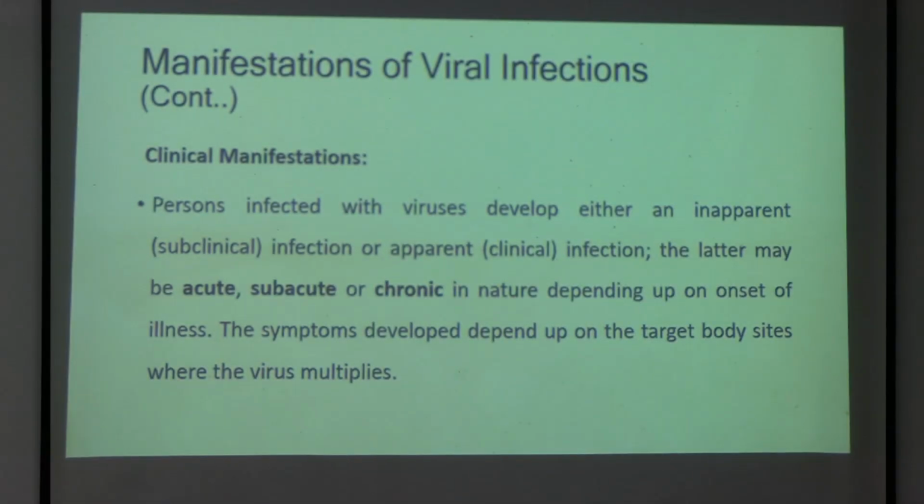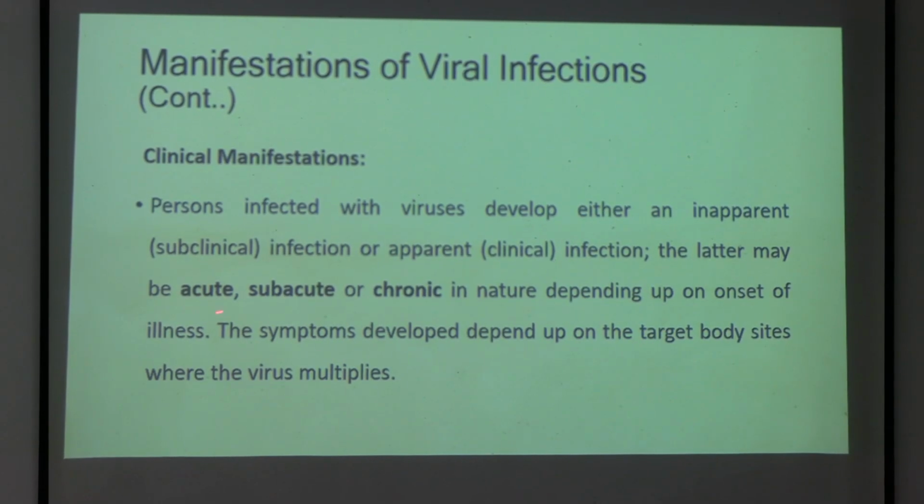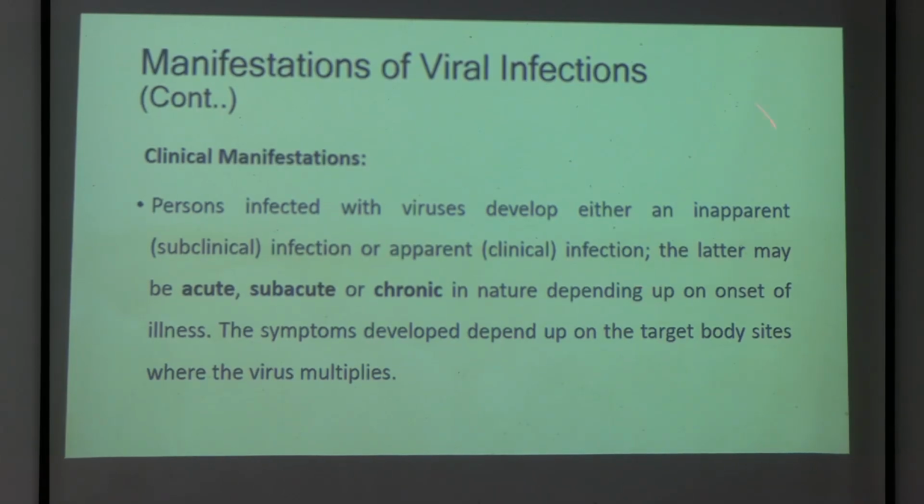What are clinical manifestations? You have learned. After the organism enters the body, this can be divided into clinical and subclinical. Subclinical is inapparent infection and apparent infections are clinical. And it can be divided into acute, subacute and chronic depending on the type of onset.